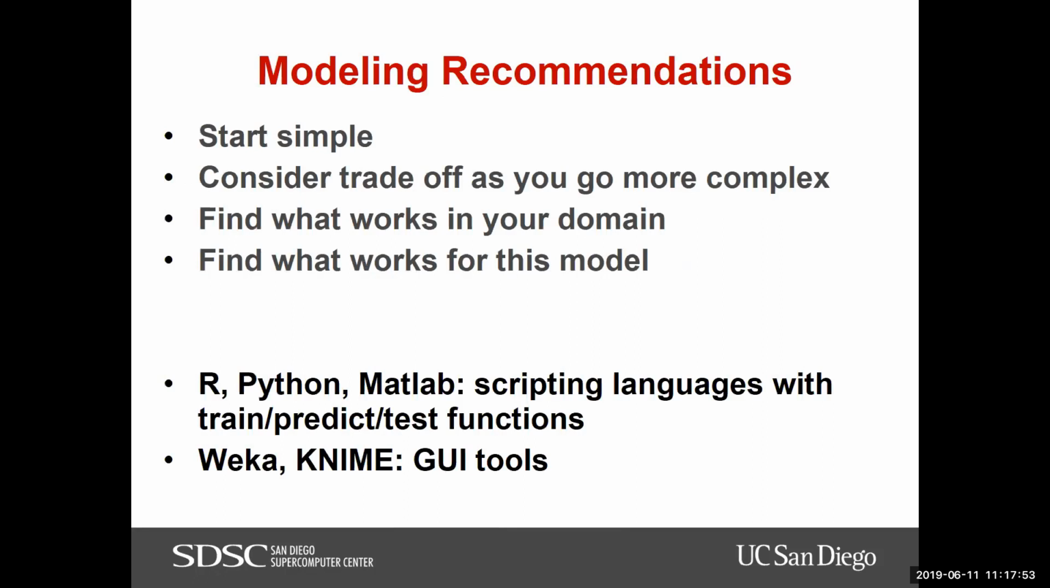So in general, though, I always tell people to start simple with models and consider the trade-offs as you get more and more complicated. I typically find that a lot of models are good in some domains, or they've been used in some domains. Sometimes you'll find that, in genomics, in certain situations, people like logistic regression or probit regression.